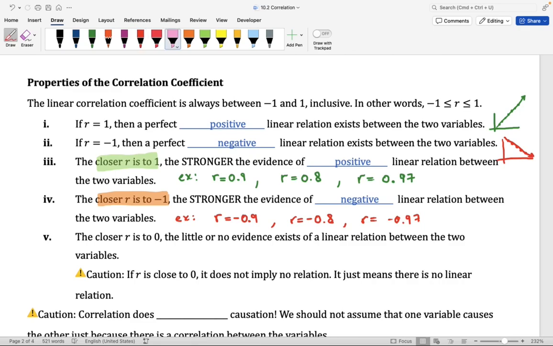If you see that R is closer to 0, the closer R is to 0, the less evidence there is of the existence of a linear relationship between the two variables. So if you have something like R equal to 0.0, we would be thinking we might not have a linear relationship. There's little evidence for us to claim that there's a linear relationship. It might be the case that this value is positive or negative. In both cases, we would say there's little to no evidence that there exists a linear relationship.